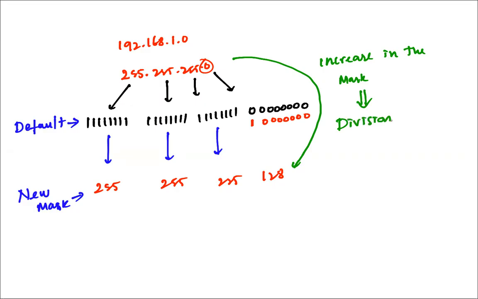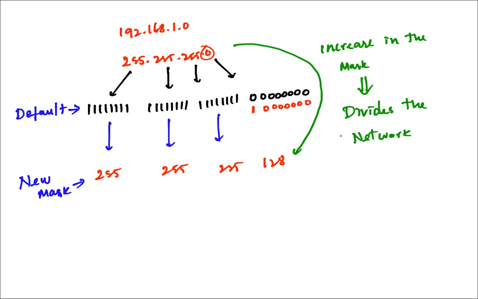Okay. So maybe confusing for a few of you right now. Please wait for 10 more minutes, you will understand. Whenever there is an increase in subnet mask, the network is divided. It divides the network. Not able to understand anything? Please wait, you will understand in a few minutes.